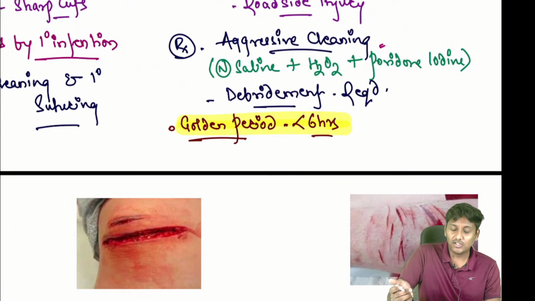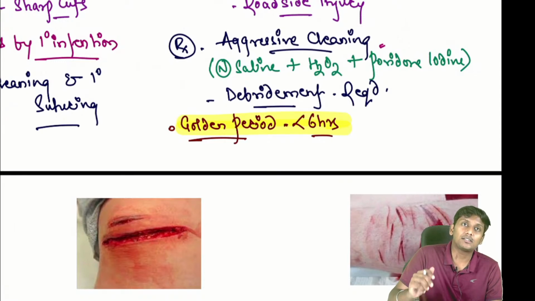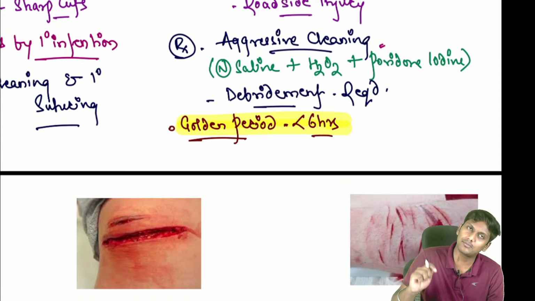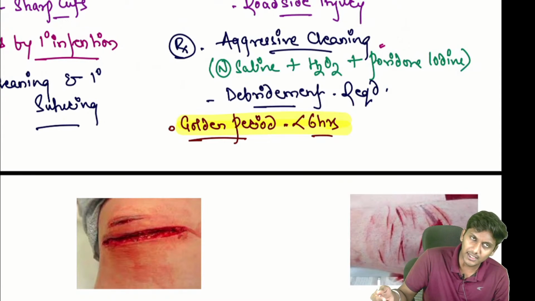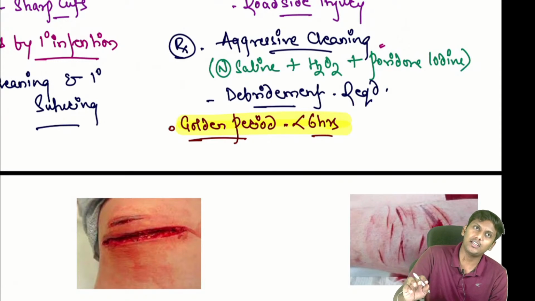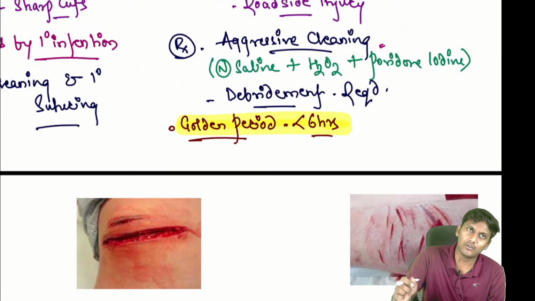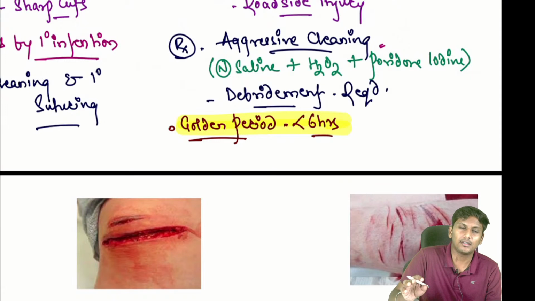But if the patient comes after 6 hours, then a thorough aggressive cleaning is required along with a thorough debridement, and we cannot immediately close the wound. Until then you just have to keep applying bandages. You have to keep on cleaning it, and once you feel that healthy granulation tissue is formed, then you may go for closure as well.